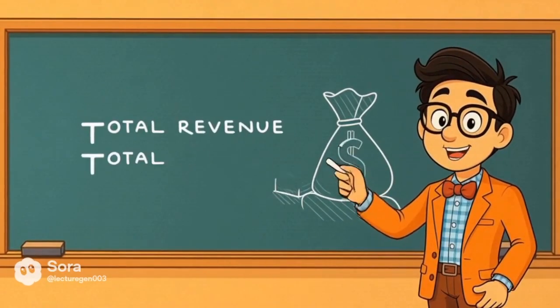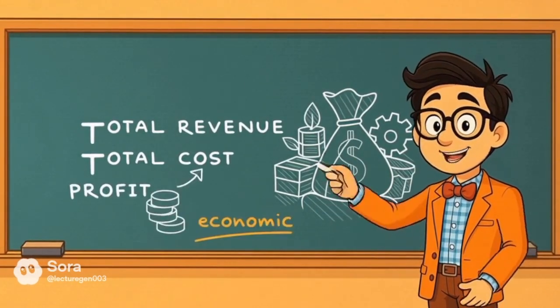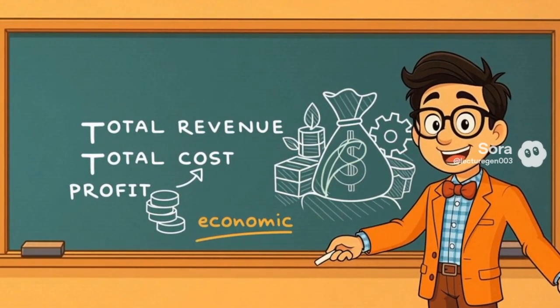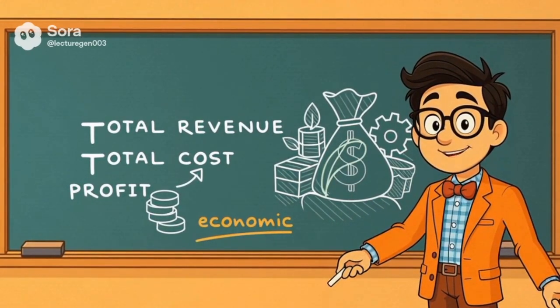So remember, total revenue measures what a firm earns, total cost includes all resources used, and profit, especially economic profit, shows whether those resources are used efficiently.